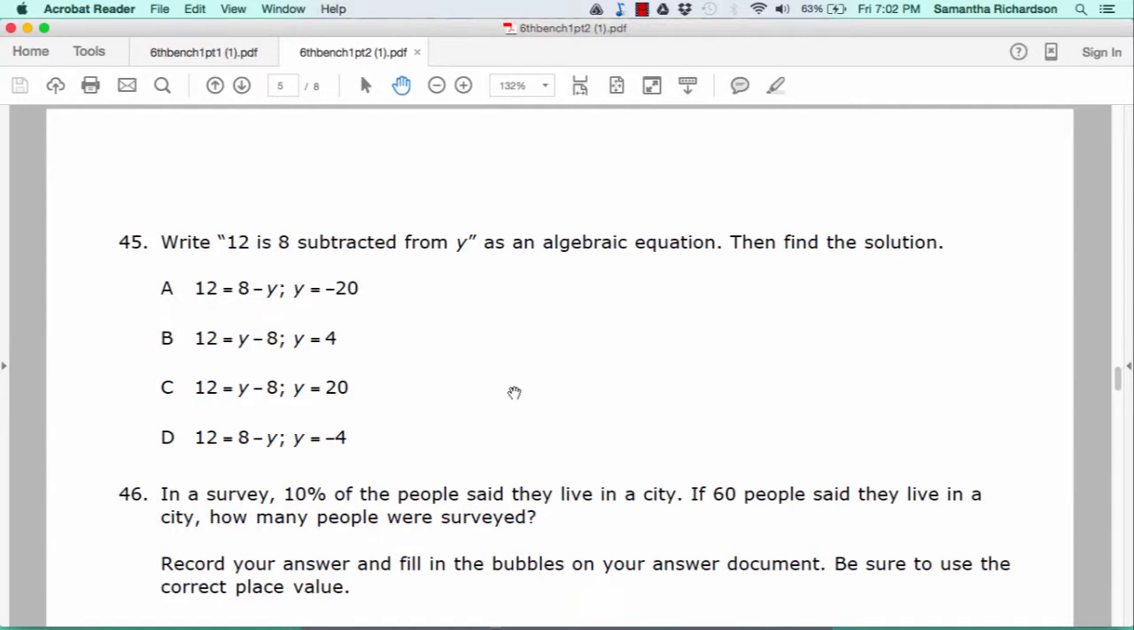Question 45. Write 12 is 8 subtracted from y as an algebraic equation. Then find the solution. A. 12 equals 8 minus y. Y equals negative 20. B. 12 equals y minus 8. Y equals 4. C. 12 equals y minus 8. Y equals 20. D. 12 equals 8 minus y. Y equals negative 4.